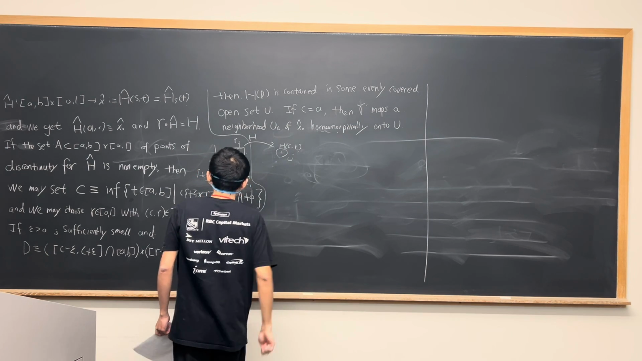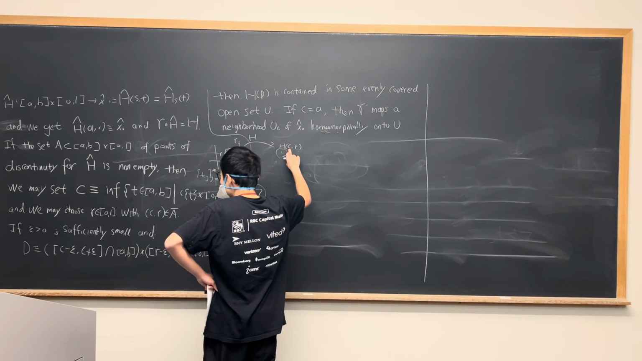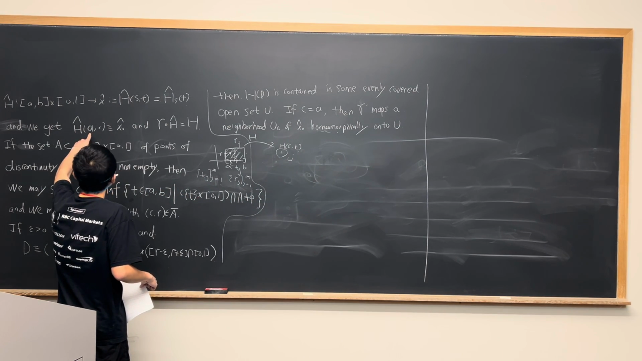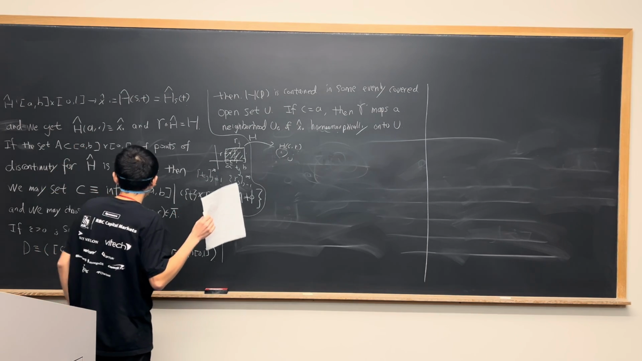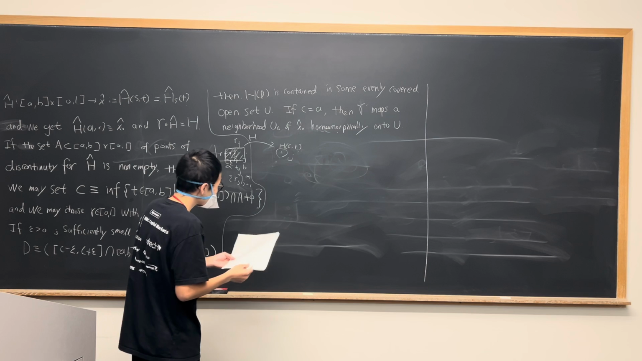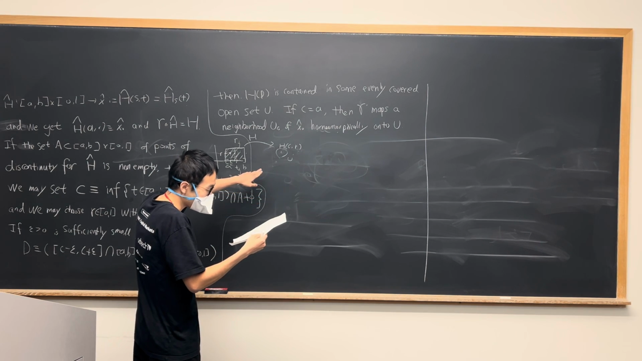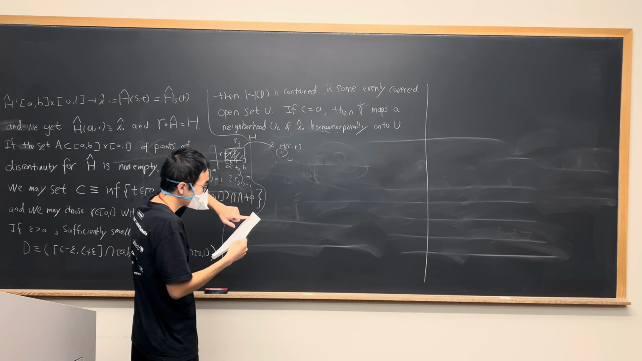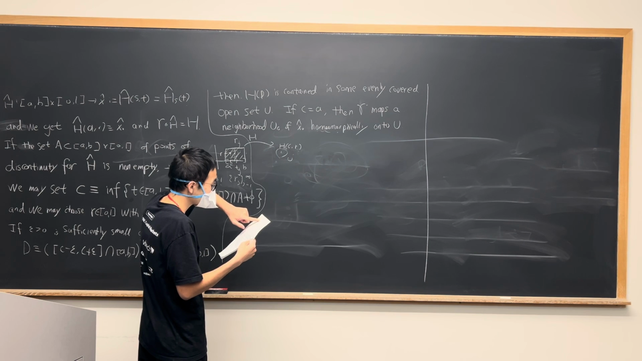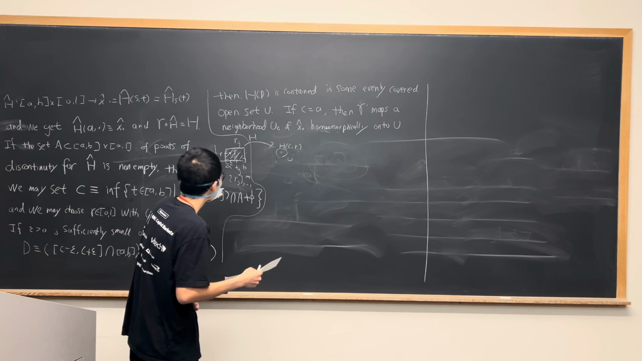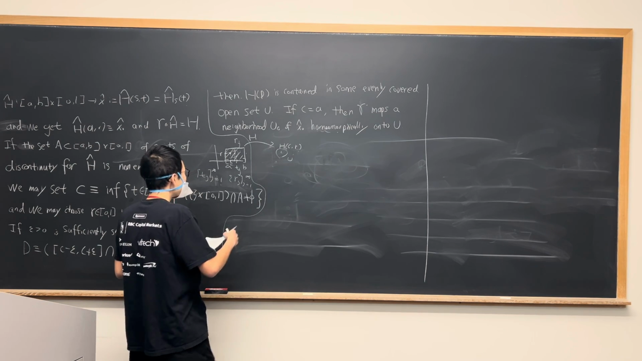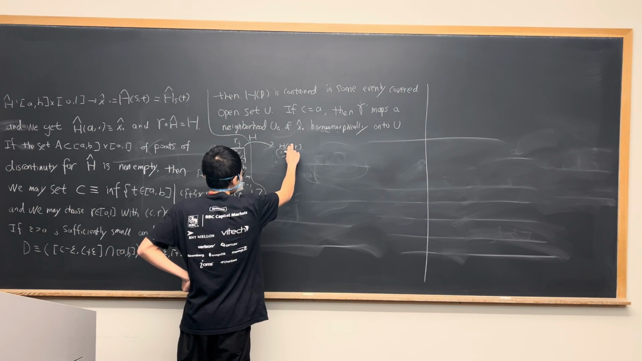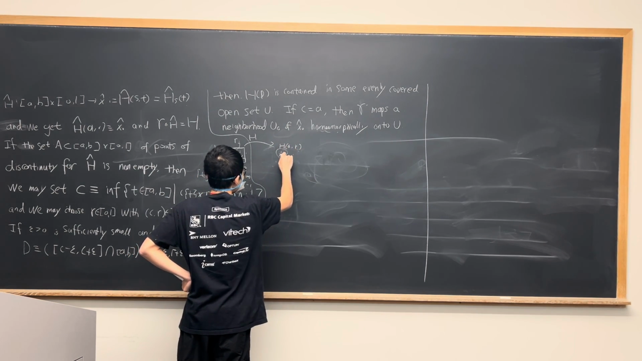So by this argument, if C equals A, then, previously the homotopy has the property that H of A of anything is equal to X naught. So if this is equal to A, then this is X naught.